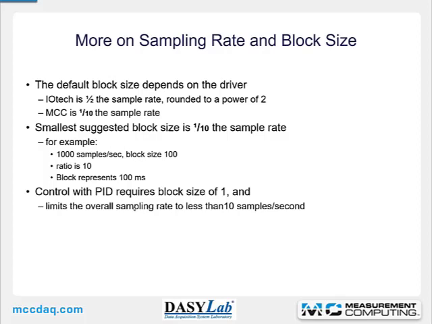Again, I'll keep repeating this. The smallest suggested block size is a tenth the sample rate. If you are working with PID control, the PID requires a block size of 1. The state machine module also requires a block size of 1 because it's a control function. That's going to limit the overall sampling rate to less than 10 samples per second.